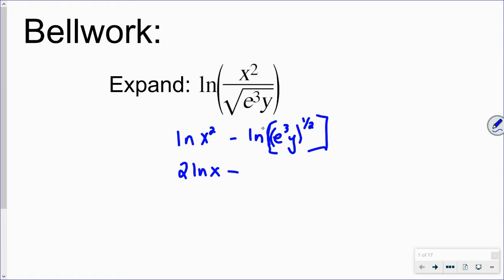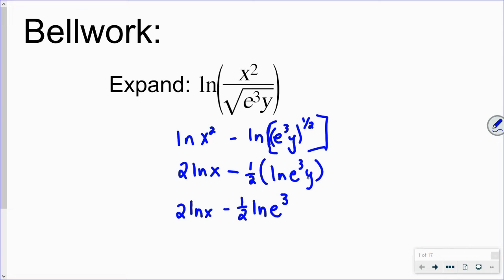Here we have the half power that can come out front because the half power is to both of these items inside. So we have 1/2, still parenthesis, ln e to the third y. This negative half actually will go to the e squared and the y, just like it did up here in the exponent. So when I split this multiplication up, 2 ln x minus 1/2 ln e to the third, this y also gets the minus half as well, ln y.